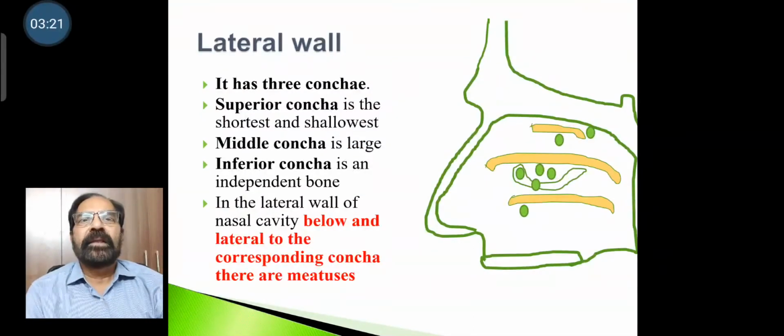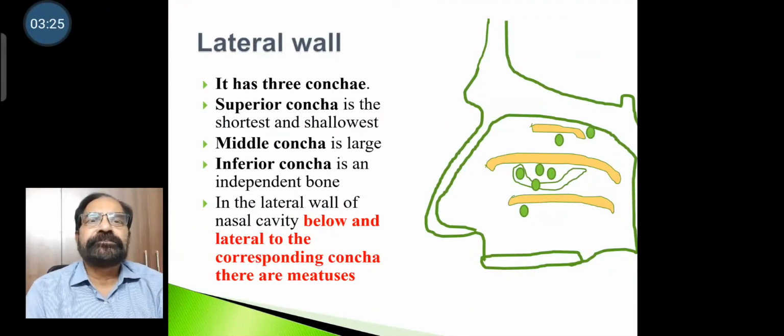Lateral wall. It has three conchae. They are shelf-like projections from the lateral wall of nose. Superior concha is the shortest and shallowest. The middle concha is large. Inferior concha is an independent bone.